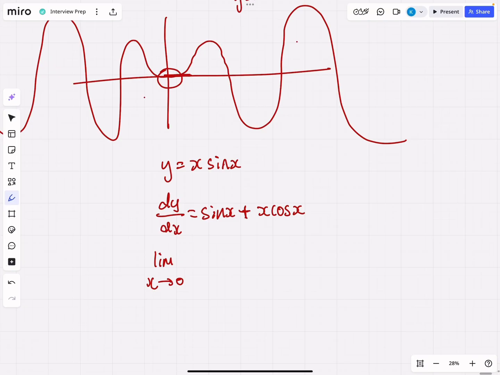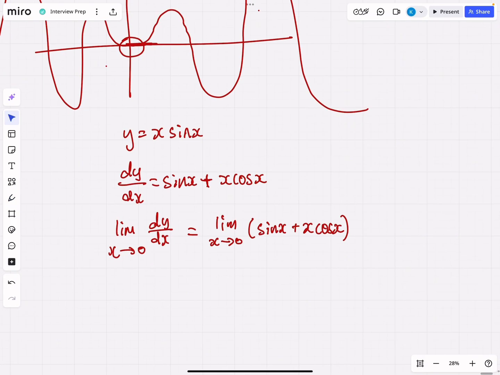approaches 0 of our gradient function, because that will tell us how steep our function is as it approaches 0, right? So that's the limit as x approaches 0 of sine x plus x cosine x. Now we can actually evaluate this limit directly because we don't have any problems here. So this is going to be equal to sine of 0 plus 0 multiplied by cosine of 0.